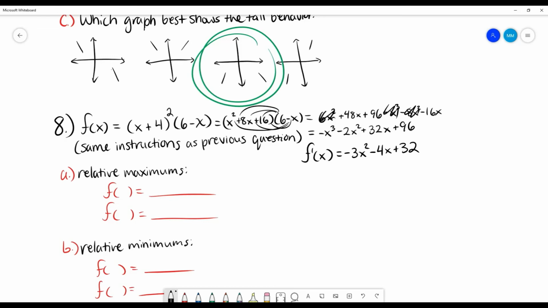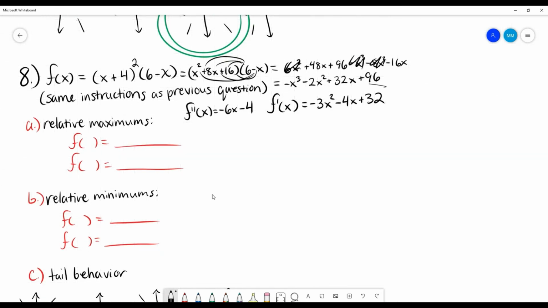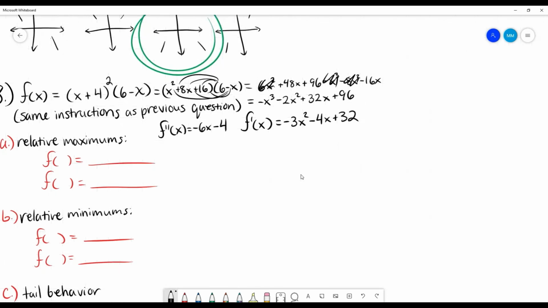And then if I take my second derivative, because I do want to use that as well, it's going to be negative 6x minus 4. Okay. So now I need to figure out when this equals 0. And this doesn't look like this factors out. We might need to use the quadratic formula, which is not my favorite. Let me just see that it doesn't factor out though.